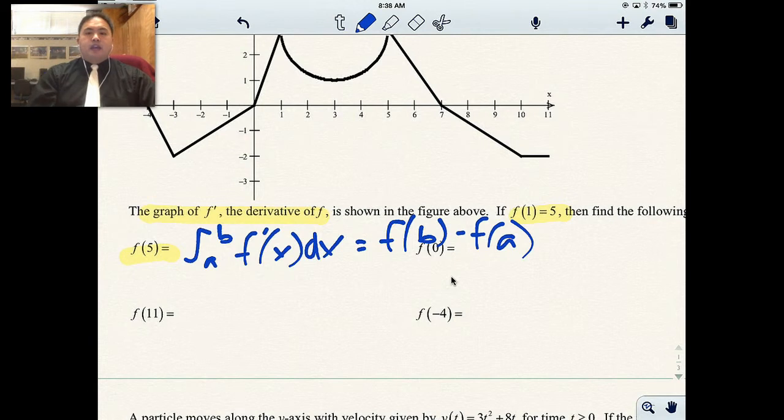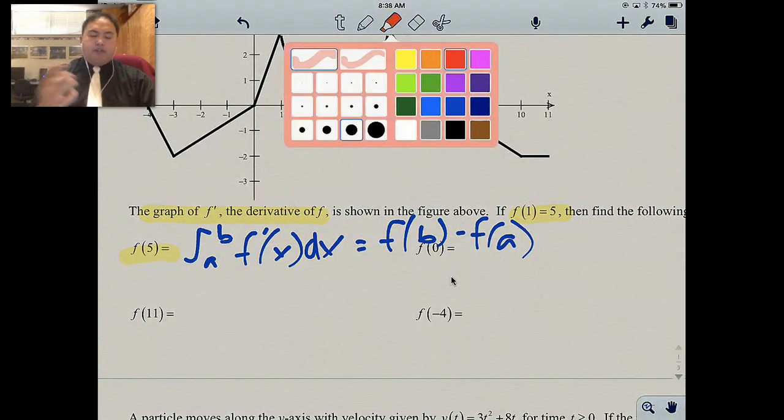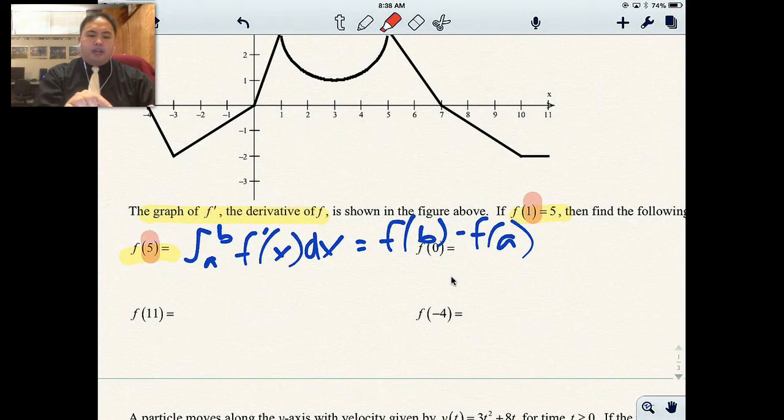For a to b, as you see in this first problem, I have an f of 1. Let me highlight in a different color. I have f of 1, and I'm looking for f of 5, so I know 1 and 5 are going to be a and b. For f prime of x, they didn't give me a function, so I'm just going to leave this as f prime of x. They gave me a graph instead.